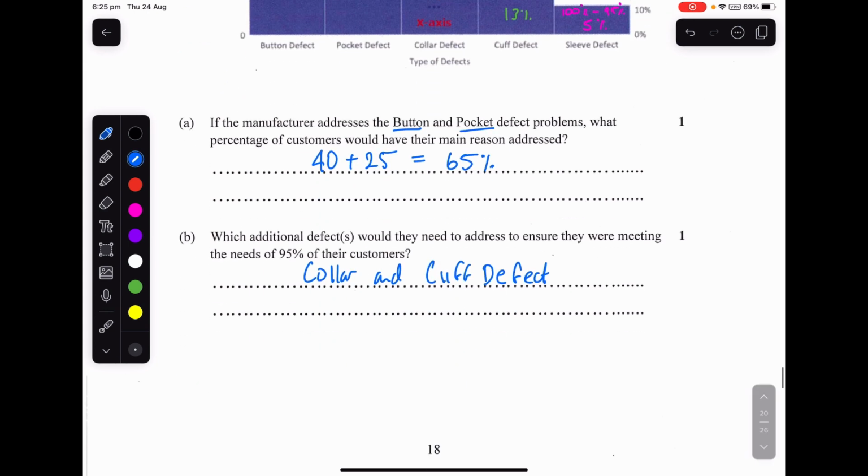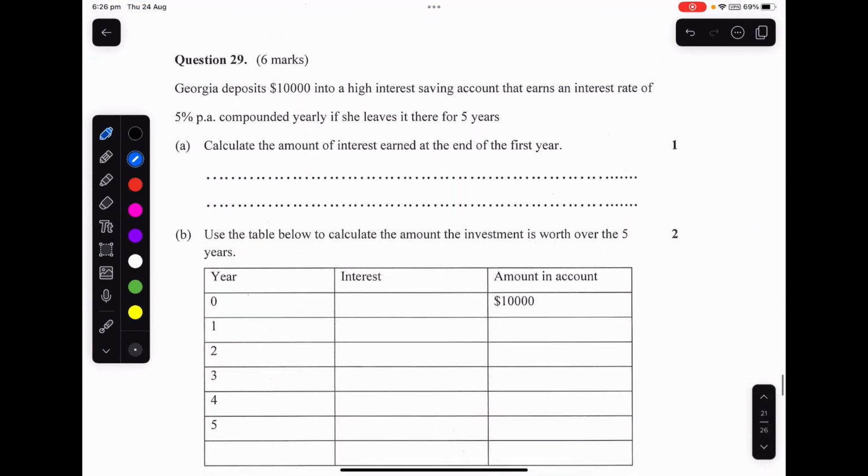Okay, 2 more to go. So Georgia deposits $10,000 into a high investing savings account that earns an interest rate of 5% per annum. So we've got 10,000, 5% per annum compounded yearly. That's nice. If she leaves it there for 5 years. So everything's in years. We've got per annum, yearly, and years. So we don't have to change anything.